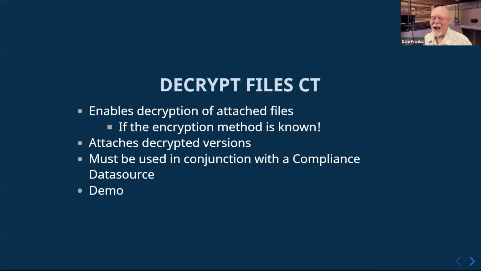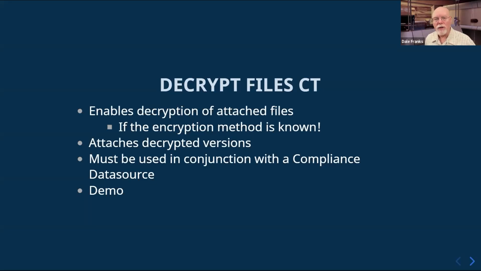The decrypt files CT enables the decryption of files attached either to the process or to a form, if you know the encryption method that you used to create the encrypted files. This was done at the behest of a customer who actually uses some encrypted files in their processes, and they want to be able to decrypt those files. So what this CT does is perform that decryption. Then it attaches the decrypted versions to the form or to the process.